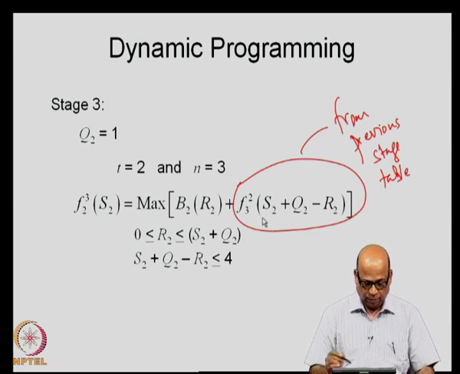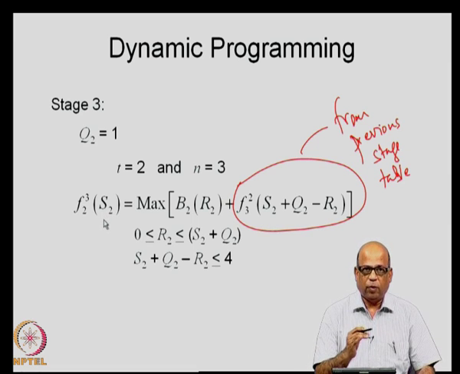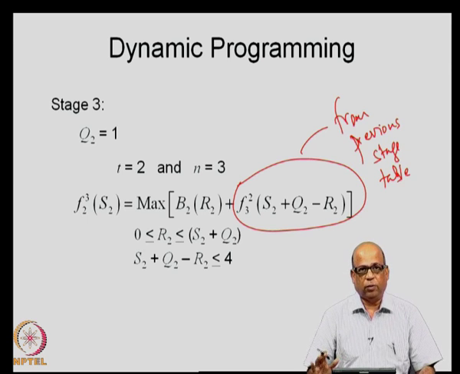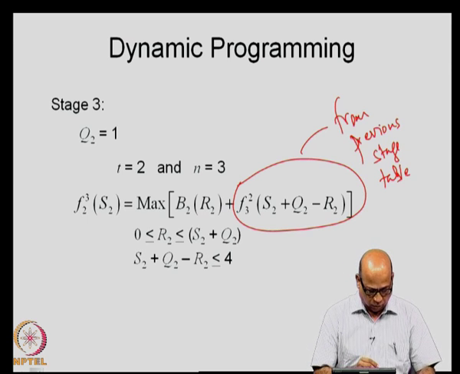That is what we do here. S2 is that particular value of S2 for which we are doing this calculation. R2 is a search that we are making, and Q2 is known and it is constant, and we are ignoring losses. So, that is what we do now again.